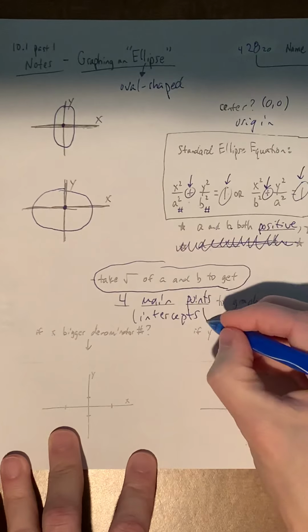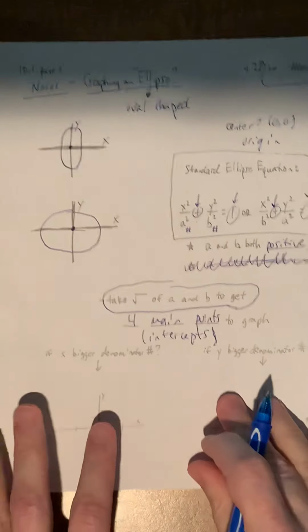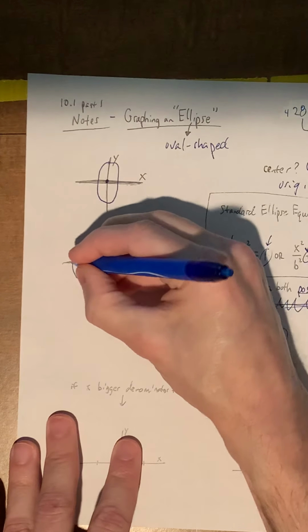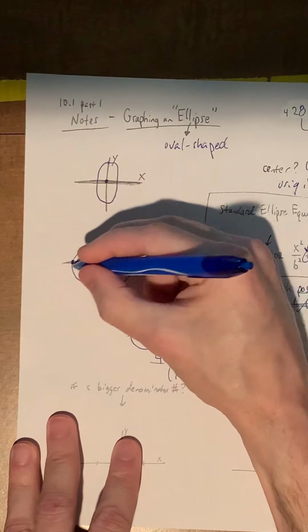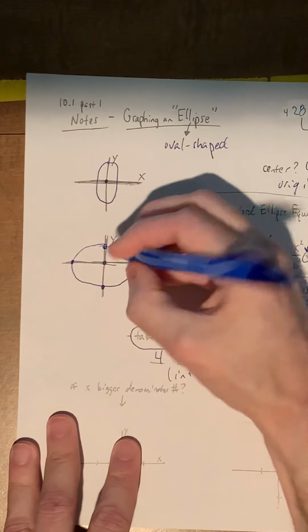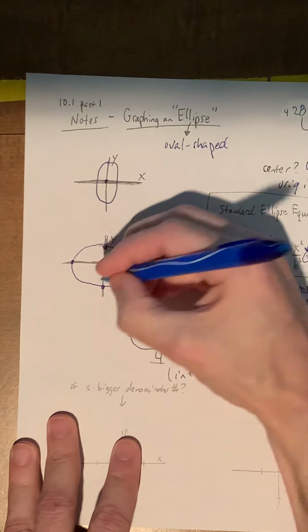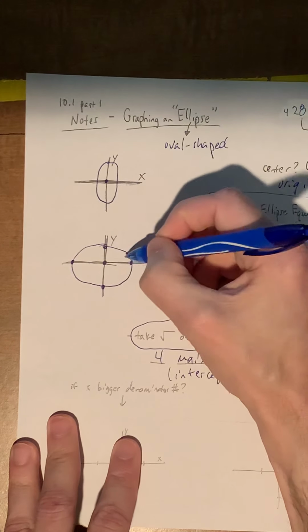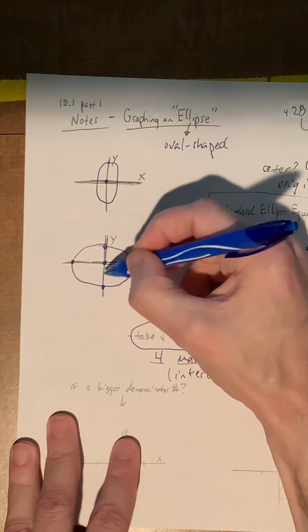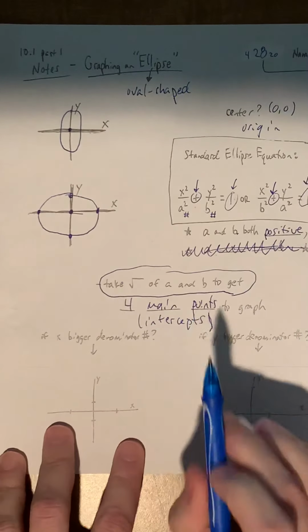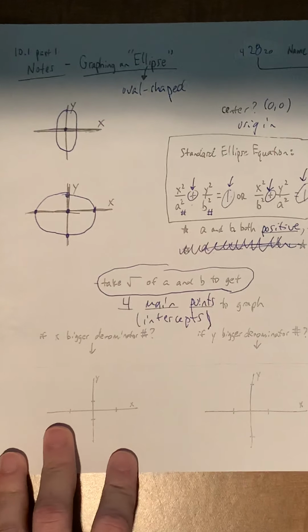2 on the x-axis, 2 on the y-axis. Let me show you. 1, 2, 2 on the x-axis, because you got to know how far to come out. And then 3, 4, 2 on the y-axis, because you got to know how far to go up and down. If you get those 4 points, 2 on each axis, you know how far to come out of the center, and you know where your 4 points are, and you can graph your ellipse or oval.